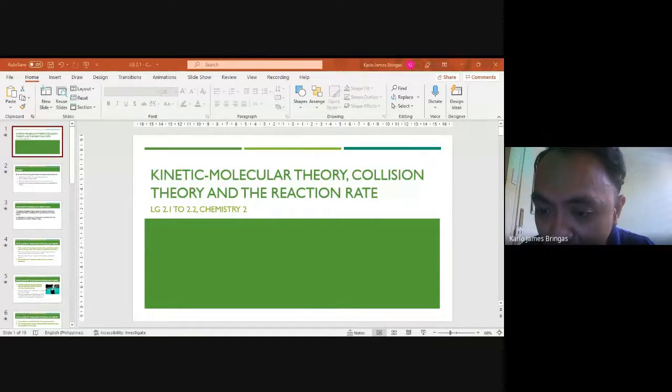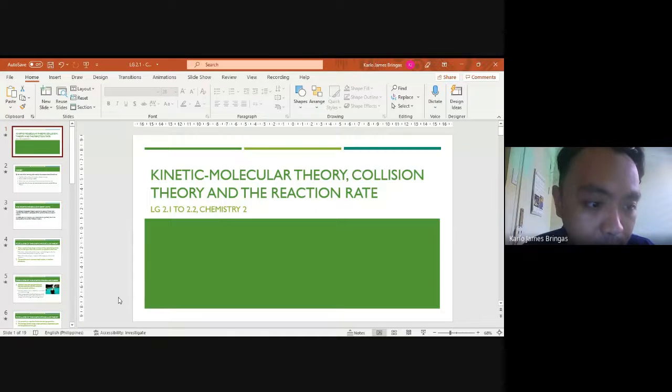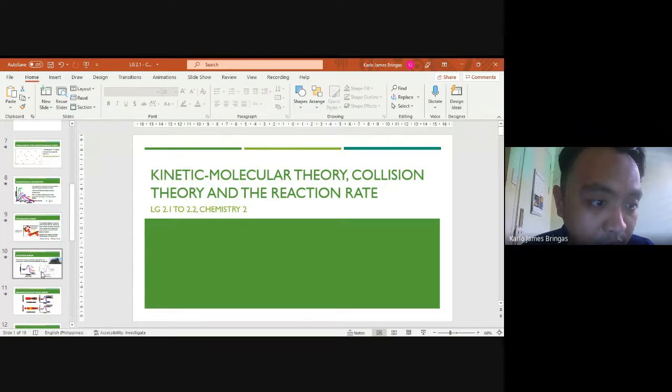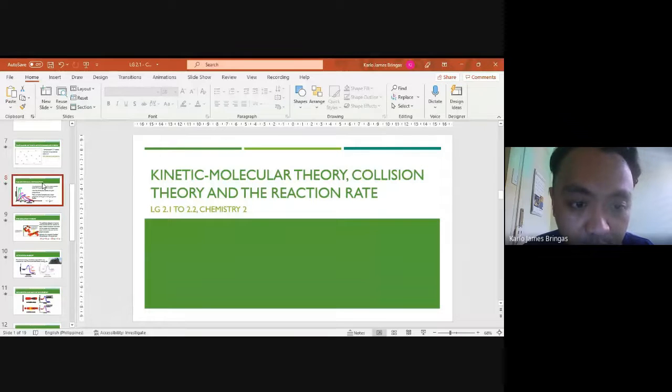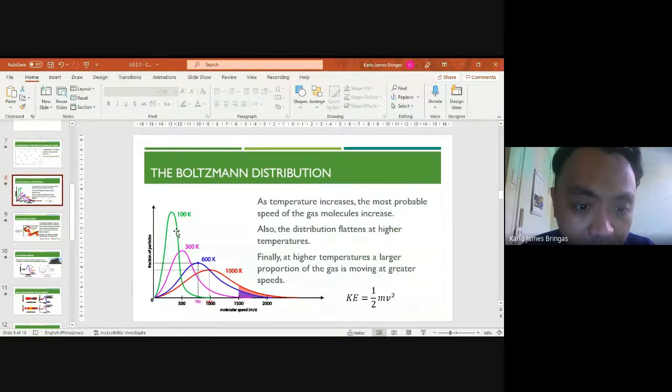Not a question, but an observation pala sa ating Boltzmann distribution. Mag-increase din yung number of possible speeds. So that's also correct, Phileas. Kung babalik tayo sa ating Boltzmann distribution, sa 100 Kelvin, limited lang tayo from 0 to 1,000.